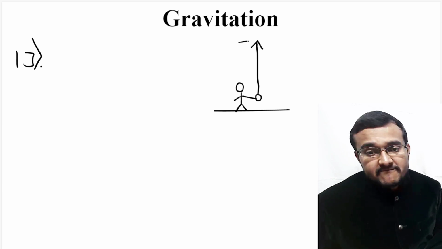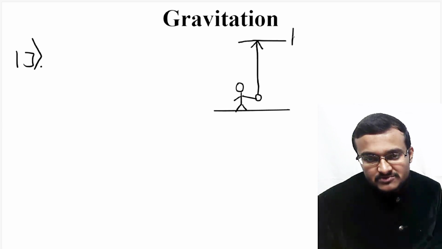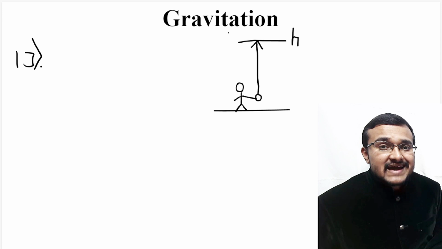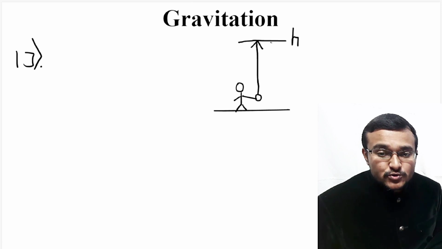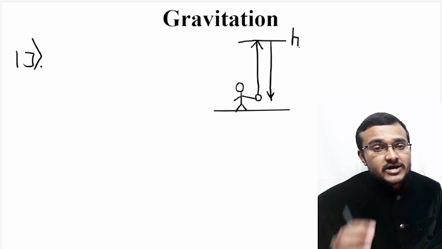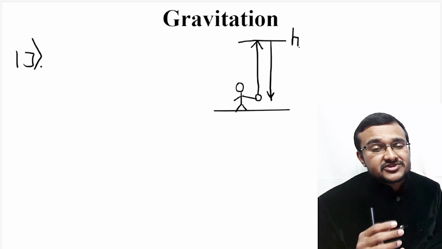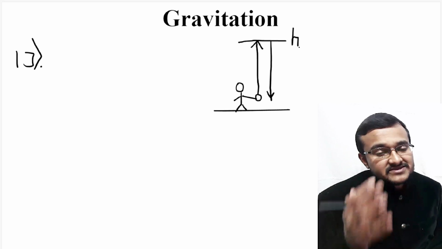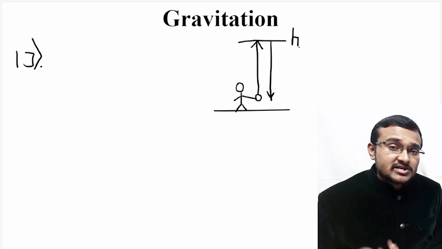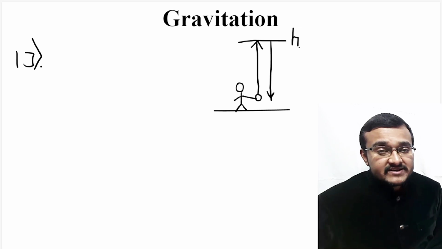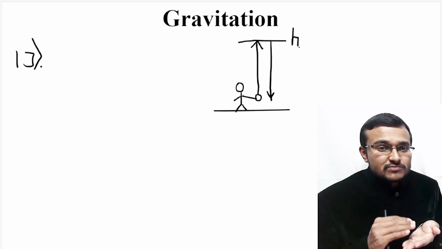Coming to the 13th question, here simply a ball has been thrown against gravity vertically upwards. So now you have to calculate what will be the maximum height this particular ball reaches, and you have to calculate how much time this particular ball takes to reach this maximum height and to reach back to the Earth's surface. So you have to tell the total time, and also the maximum height this particular ball has reached.